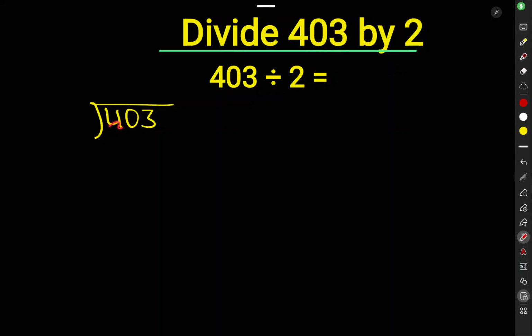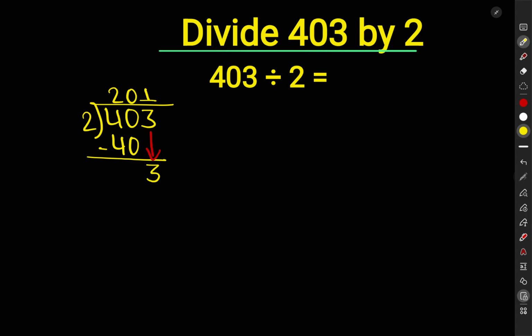Here we divide 403 by 2 in a long division method. So 2 times 20 means 40. On subtracting we get 0. So now we put down the number beside this, 3, and we remove this 0.